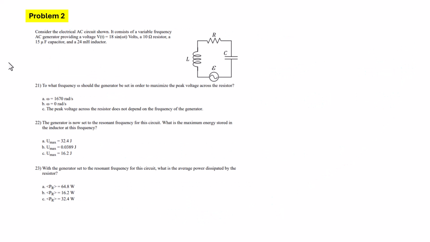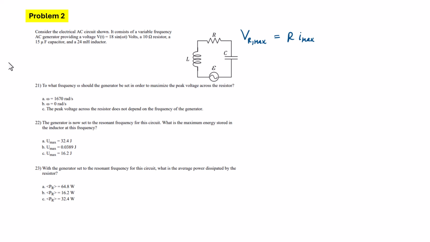All right, for problem 2, we have: consider the electrical AC circuit shown. It consists of a variable frequency AC generator providing a voltage V(t) equal to 18 sine of omega t, a 10 ohm resistor, a 15 microfarad capacitor, and a 24 microhenry inductor. First question says, to what frequency omega should the generator be set in order to maximize the peak voltage across the resistor? Again, the peak voltage across the resistor is simply equal to the resistance multiplied by the maximum current. So what we want to do here is maximize that current.